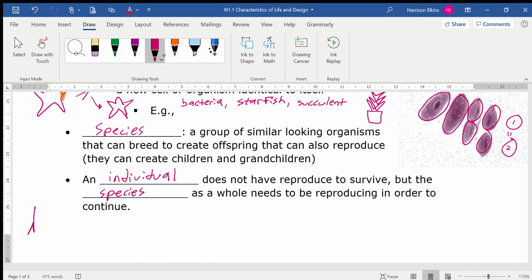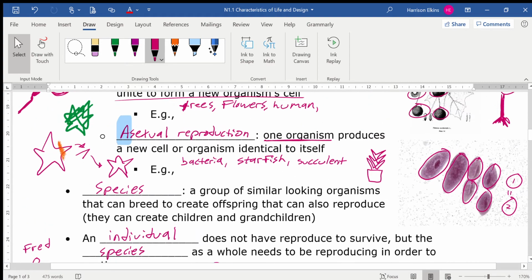So let's say here's Fred. Fred never marries, Fred never has kids. He's still alive. He's not reproducing, but as an individual, he doesn't need to. But the human species as a whole is going to need to reproduce. In 100 years, nobody's going to care if Fred had kids. But as long as somebody in the world is having kids, we're going to continue on with the human population. So an individual does not need to reproduce, but a species does.